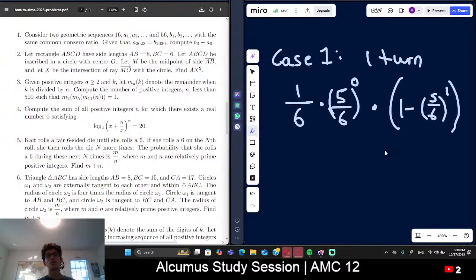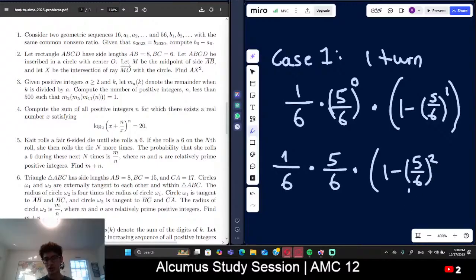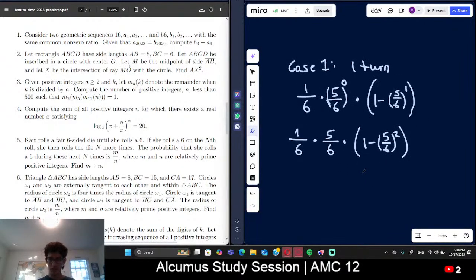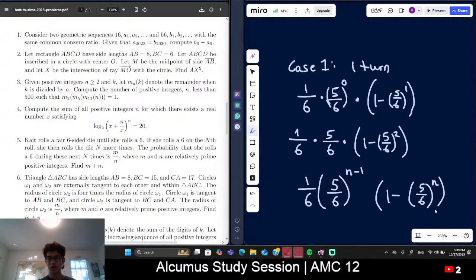Because now, to get it in 2 turns, you're going to need 1/6 to get it on the second try, but the first try can't be a 6, so you need a 5/6 chance of that. And the probability that you get a 6 on either your first or second is 1 minus 5/6 squared, the probability that you don't get a 6 on either. And that's how it's going to continue, going on forever. So the general rule is 1/6 times 5/6 to the n minus 1 times 1 minus 5/6 to the n.